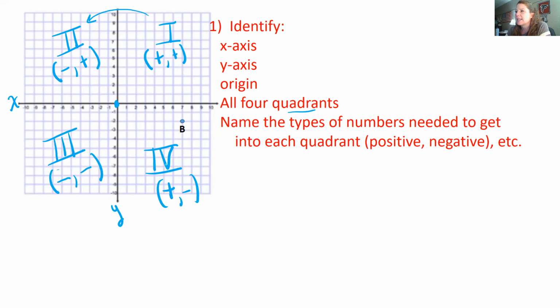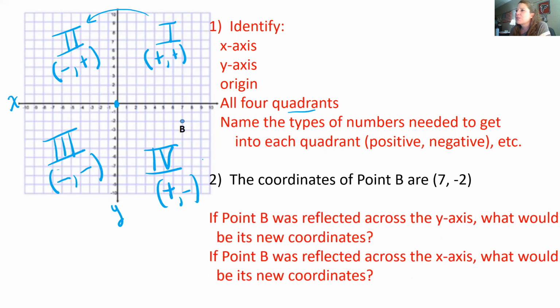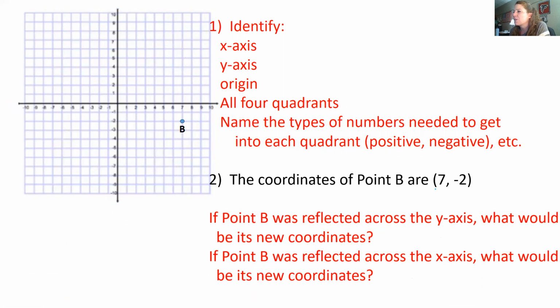Okie dokie. It says name the types of numbers needed to get into each quadrant. That's what we just did. Excellent. Number 2 says the coordinates of point B are 7, -2. So of course that means start at the origin, go right 7, and then down 2.